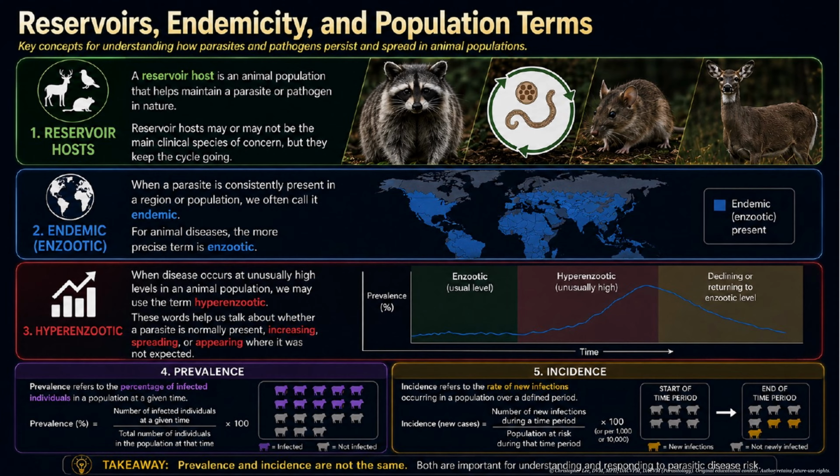Prevalence and incidence are also different. Prevalence is the percentage of infected individuals in a population at a given time, while incidence is the rate of new infections occurring in a population over a defined period. Those two ideas are not the same. Prevalence helps explain burden, incidence helps explain risk, and both help us understand the parasite better.